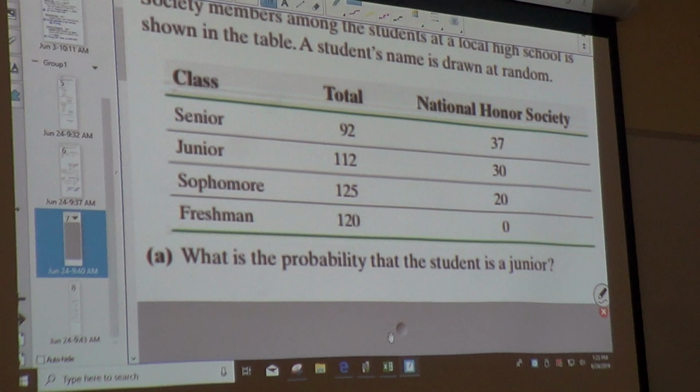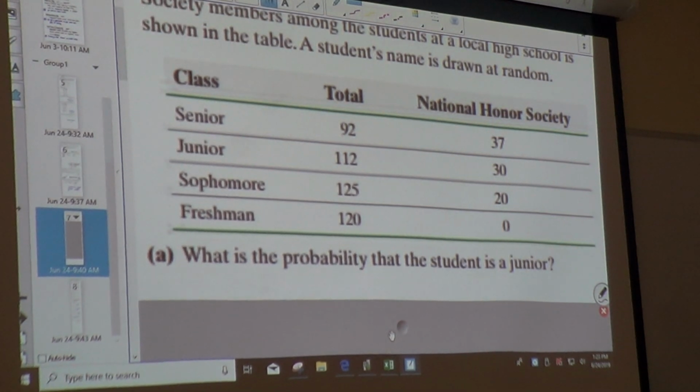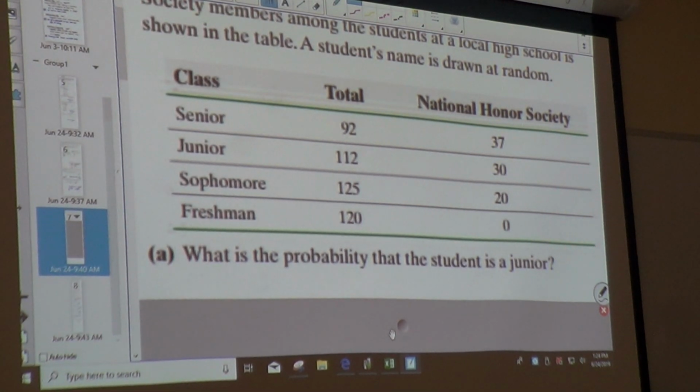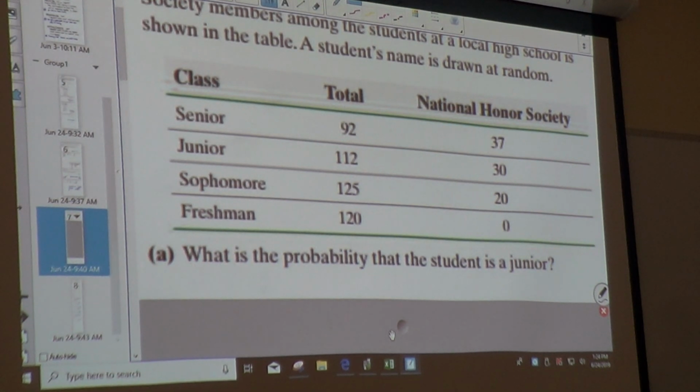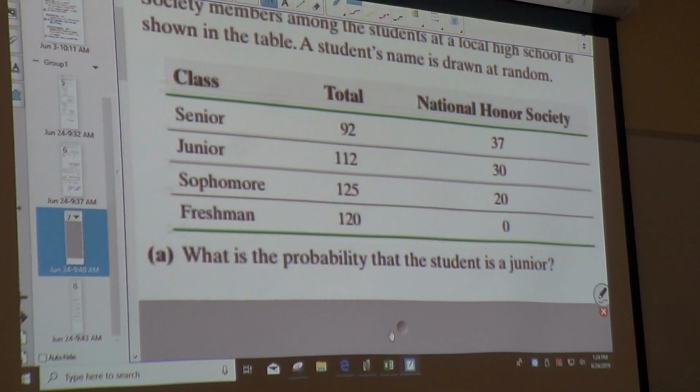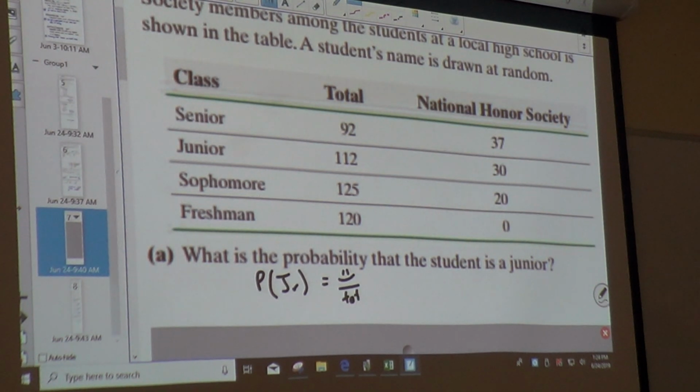Y'all decide. Can you scroll up for a second? Because it's not asking about the honor society, it's asking about what class they are in school. I just want to know if they're a junior. Yeah, so the total of everybody. So I want to know, are they a junior? So what makes me happy out of total is what I want to know. So the 112 over everybody. So 112 is what makes me happy. Do y'all agree? Yeah. Now, where am I going to get my total from?